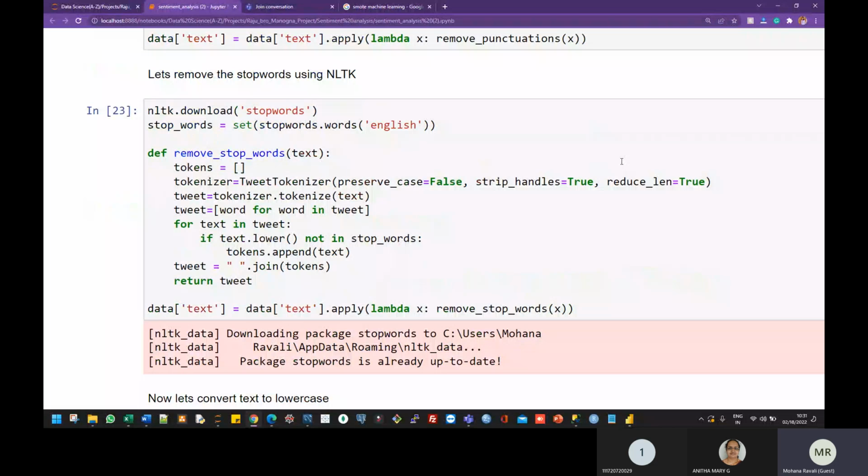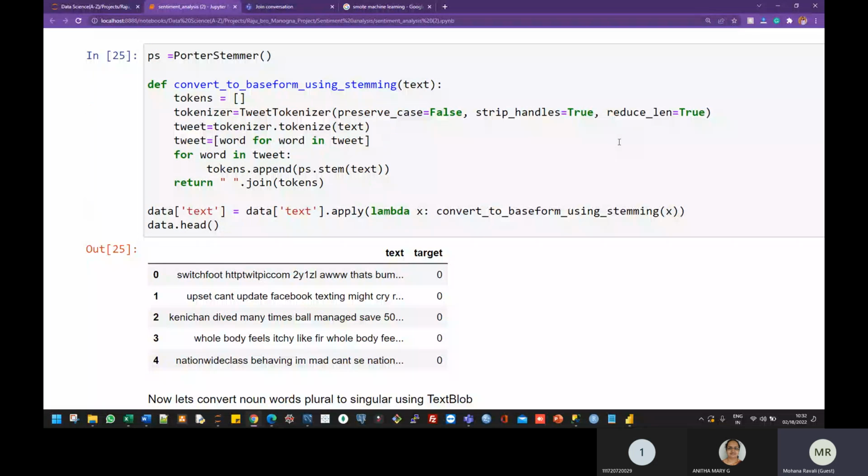Next, the stemmer. You know stemming, right? What is the difference between stemming and lemmatization? That is the most important question in interviews. Stemming and lemmatization.